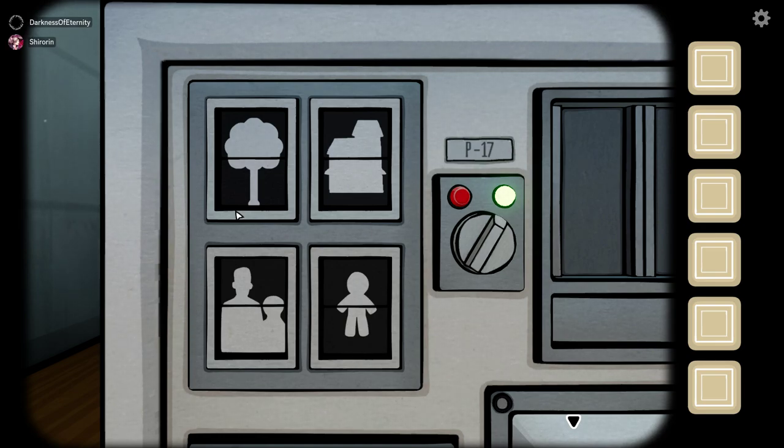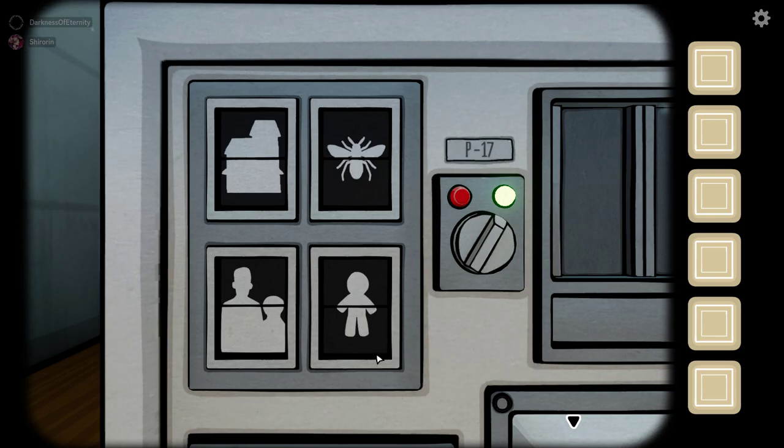Oh, okay. There's four. The picture? Top. Okay. The top left is a house. Okay. Top right is a bee. Okay. The bottom right is Rose and Albert. And then the bottom left is Crow.